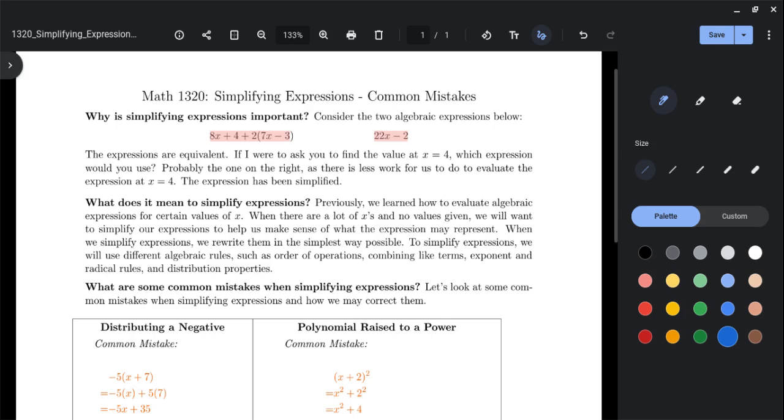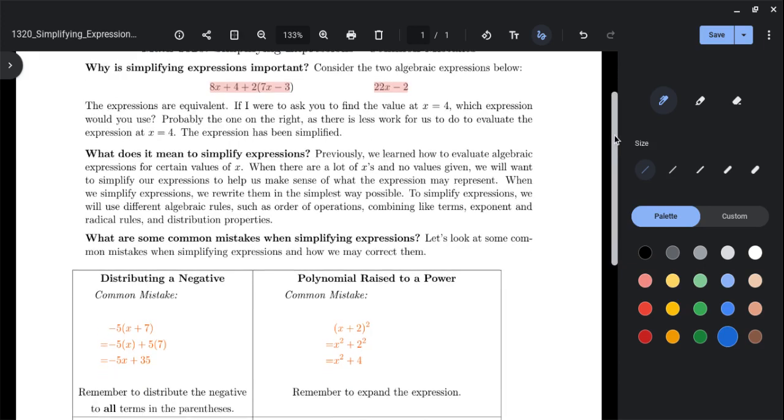And to do so, we're going to need to use some basic algebra rules. So some of these are things that you may have worked with in high school. If not, that's okay. We're going to go through some of them in the video. And these include order of operations, combining like terms, exponent and radical rules, and distribution properties of polynomials. So to explore these different strategies, we're going to look at some common mistakes, what went wrong, and then how we can fix it.